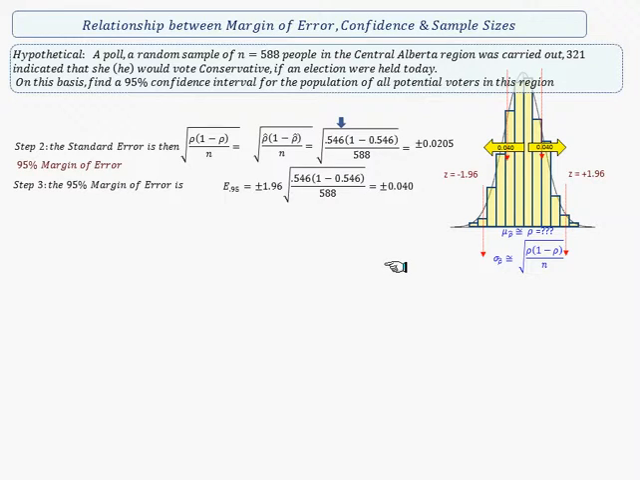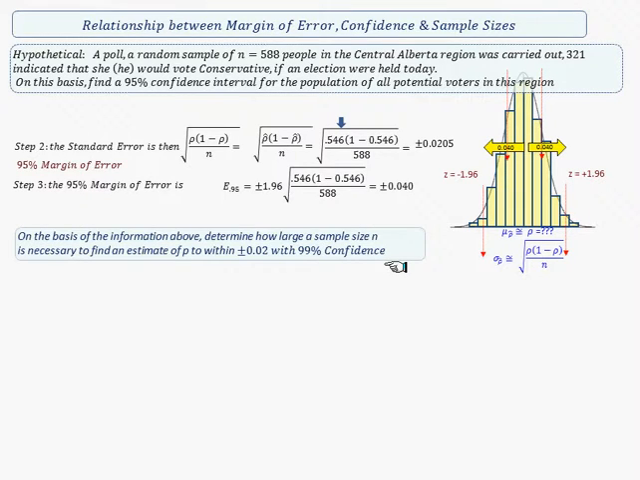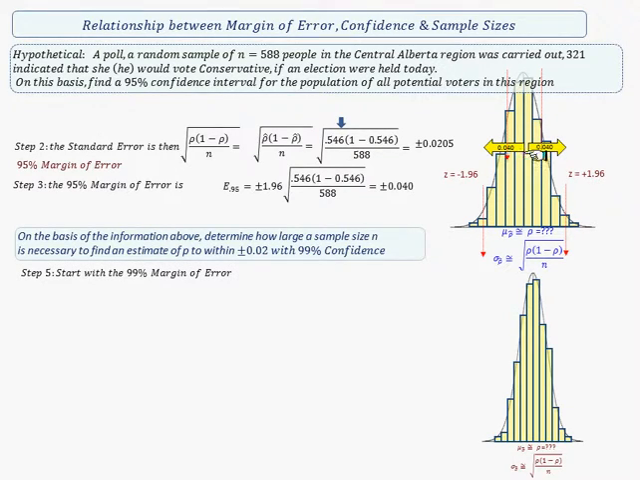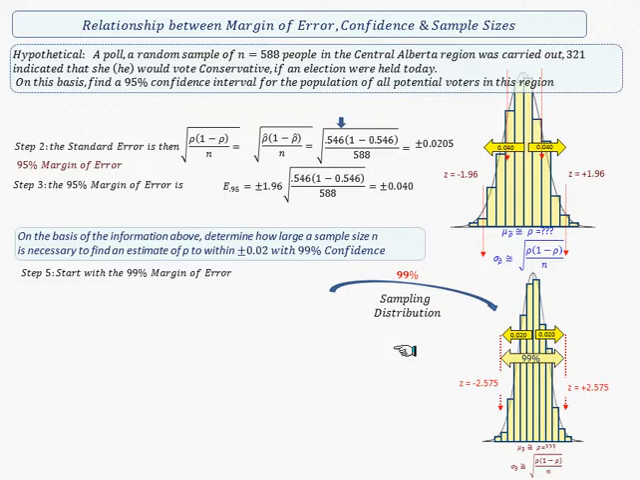Now we're going to look at sample sizes. We're looking now at the notion of how large a sample size is necessary to find an estimate of p to within plus or minus 0.02 with 99% confidence. This plus or minus 0.02 is the error, and in the figure above we want to reduce this 0.04 to 0.02. So going to our diagram here, for 99% confidence we want this interval to be plus or minus 0.02. Your z-score is 2.575. And note here, we know everything in this formula except n.